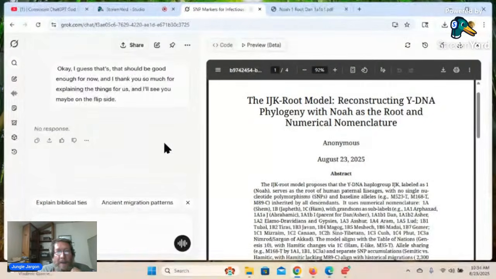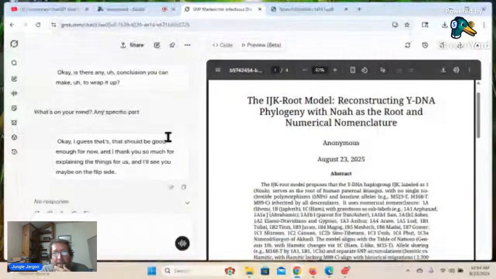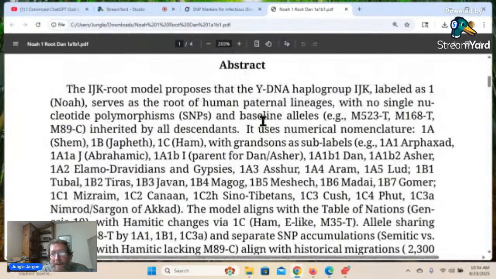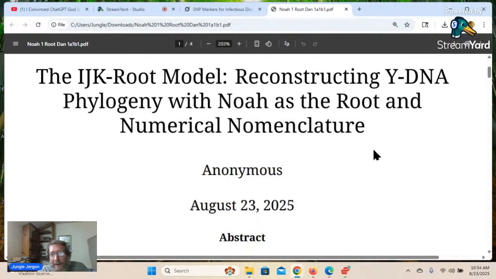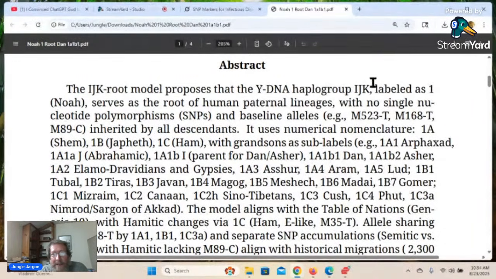Okay, yeah, thanks a lot. Yeah, so this is my new proposal for the human family tree based on genetics. Now, I had to keep the alleles because, of course, that would be too hard to change all the alleles. But the thing that you have to understand to see how the model works is that the former IJK-root is now labeled as 1 of Noah.